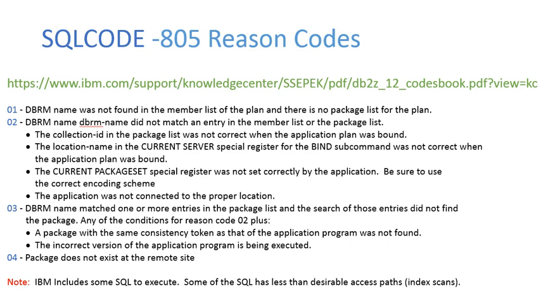The IBM Codes Manual, a link to which is right here, has 4 different reason codes for an SQLCODE -805. IBM includes some SQL to execute for each of the reason codes. Some of the SQL has less than desirable access paths, index scans of very large catalog tables.